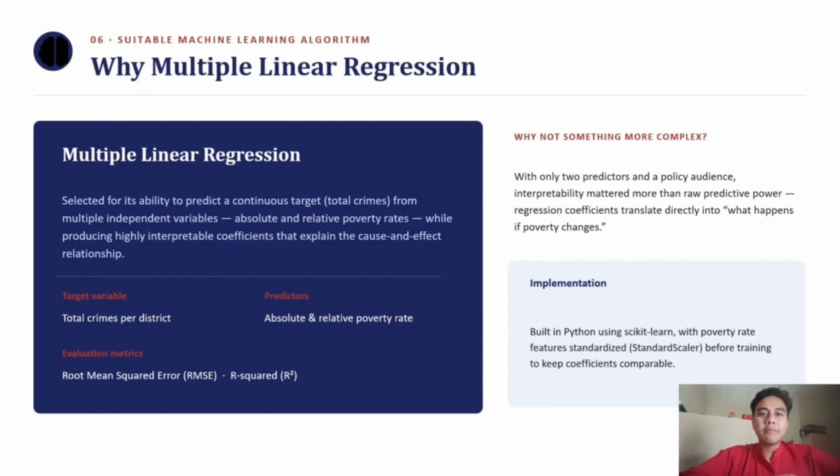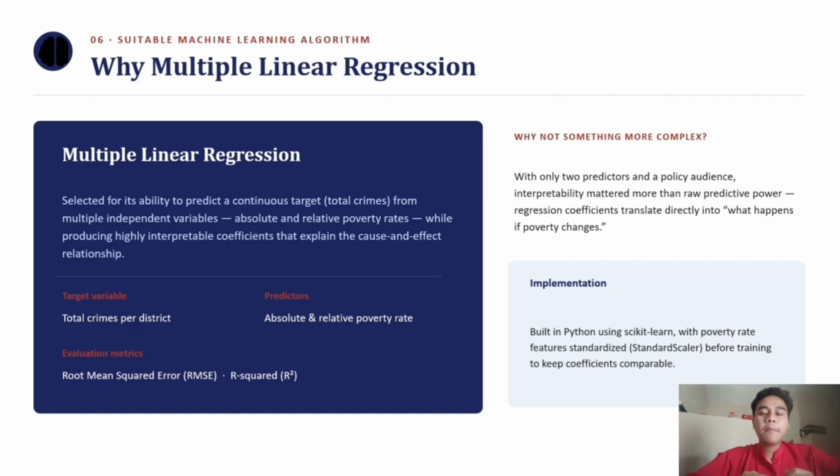Now, let's talk about the machine learning algorithm we chose. After careful consideration, we identified multiple linear regression as the most suitable algorithm for our problem. We chose this because it's able to predict a continuous target variable, in our case, total crimes, based on multiple independent variables, which are our absolute and relative poverty rates. More importantly, it gives us highly interpretable coefficients which let us clearly explain the cause and effect relationship between poverty and crime. This mattered a lot to us because our audience includes policymakers, and interpretability is more valuable here than just raw predictive power.